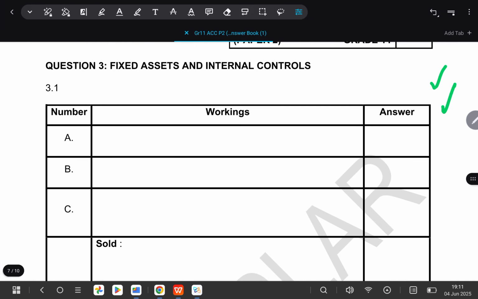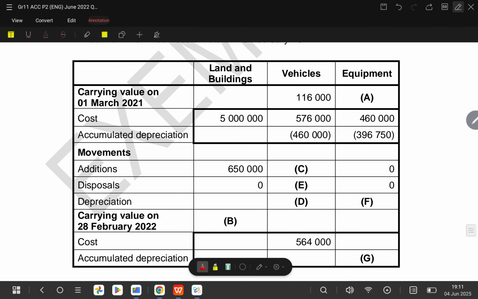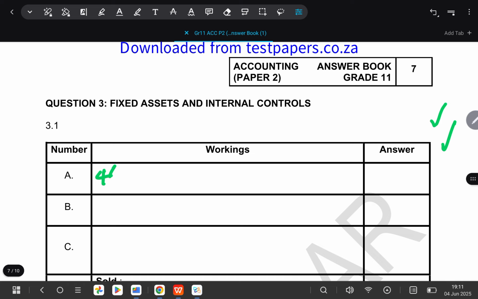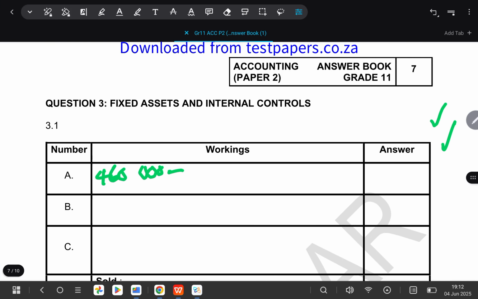So let's look at the first one that we are expected to calculate. Here the first one that we must calculate is our carrying value, and we know that for us to be able to calculate it, we take our cost price and we minus our accumulated depreciation, then it gives us our carrying value. So we're going to do that. Our cost price is 460,000, so we're going to say 460,000 minus 396,750, and then it will give us our carrying value. So let's do that quickly so that we can save time.